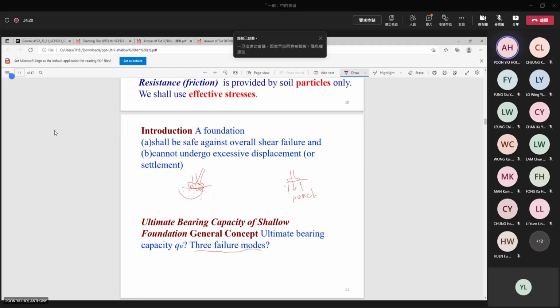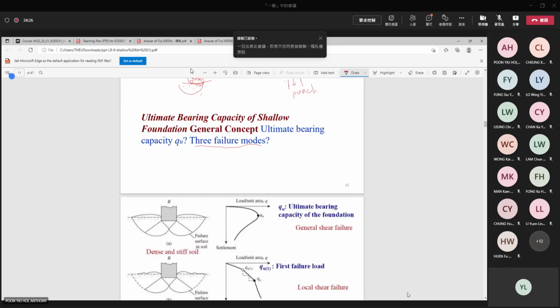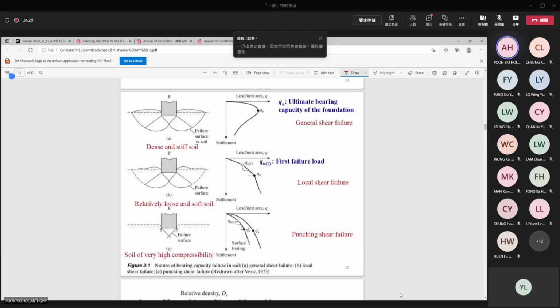First of all, we have to understand there are 3 failure modes. So this is the 3 failure modes. This is when the soil is very compressible, then you expect the failure mode to be like this, punching through. Or if the soil is in a compacted state, when the foundation fails, you will expect the foundation to fail like this, like the rotation along here.